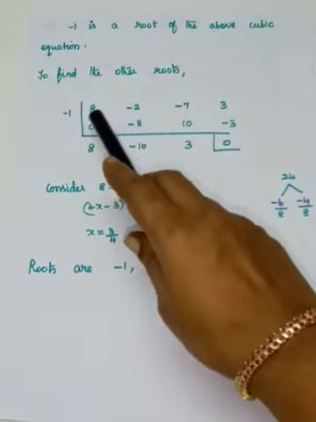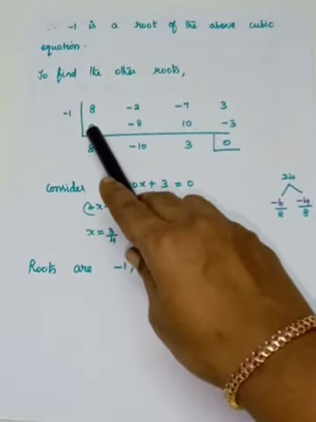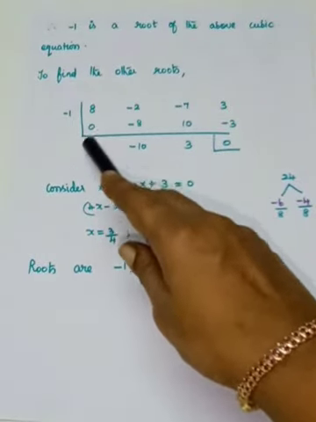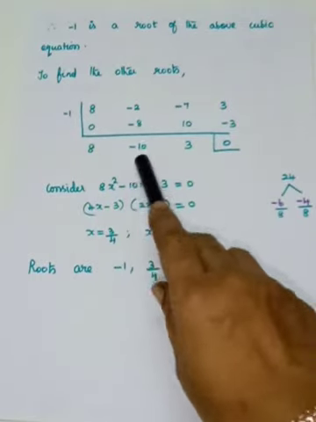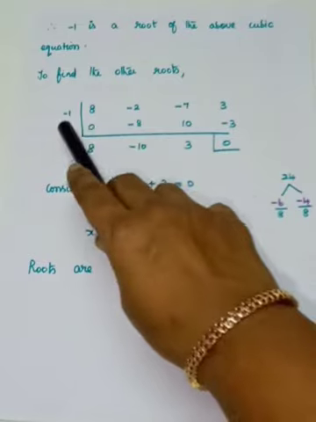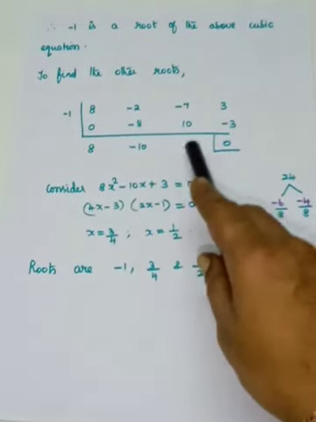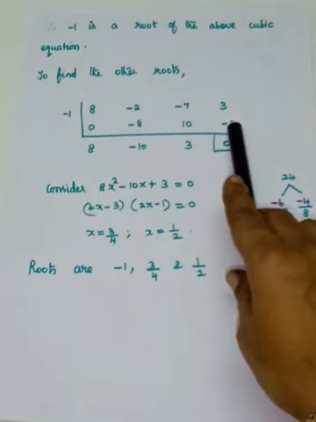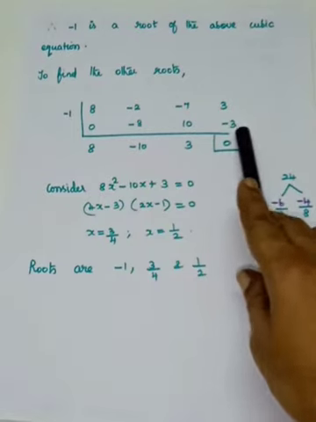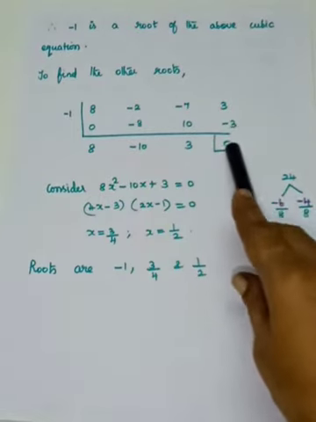Synthetic division means you have to put 0 and then add. So 8 plus 0 is 8. 8 into minus 1 is minus 8. When you add these two, it is minus 10. Minus 10 into minus 1 is plus 10. So here you are having 3. 3 into minus 1 is minus 3. So when you add, this will become 0, because we have written minus 1 as a root.